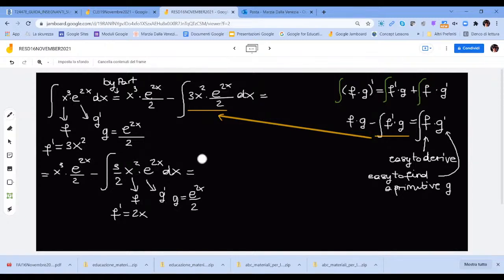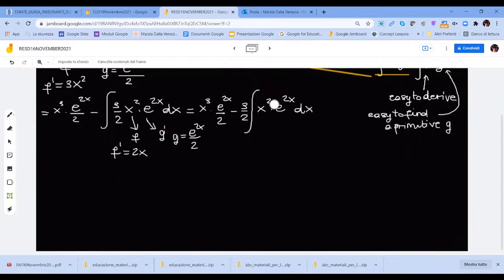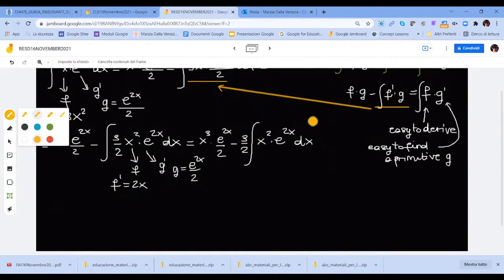So that means we can put, instead of this integral, the integration by parts. Let's rewrite the multiplicative constant outside, minus 3 halves, and then write x squared times e to the 2x, and perform the computation of this single integral in a single step. So let's write maybe in this way.